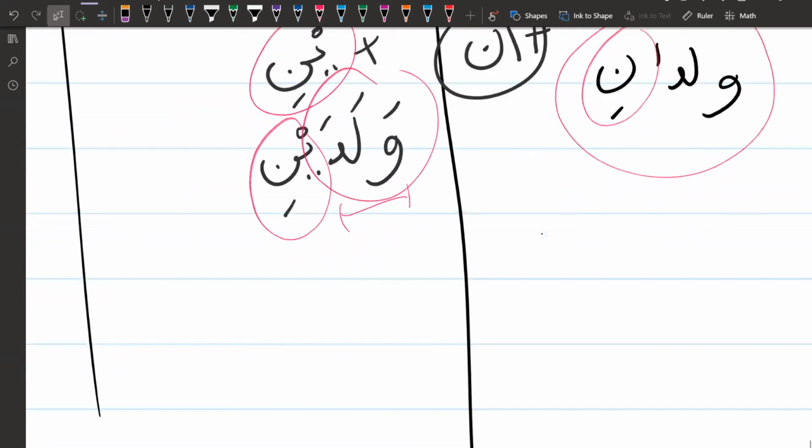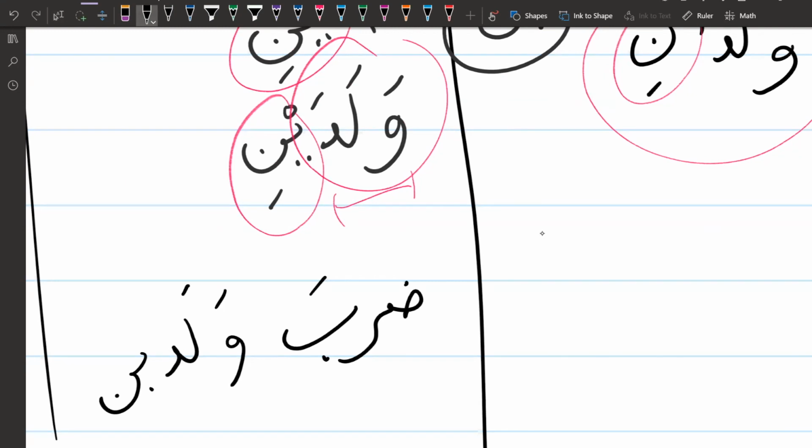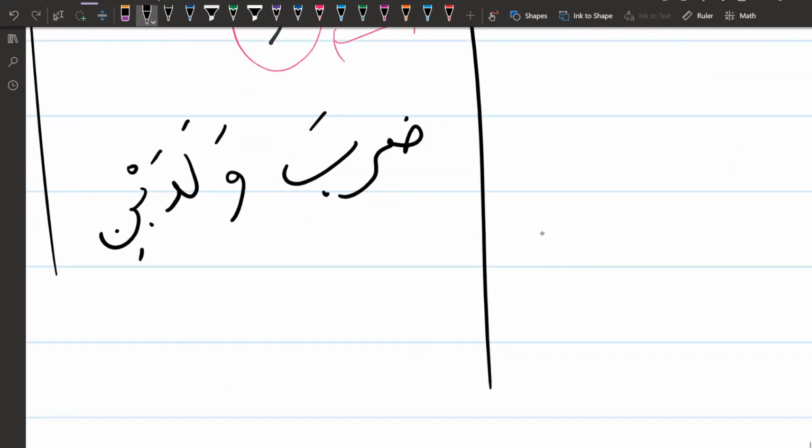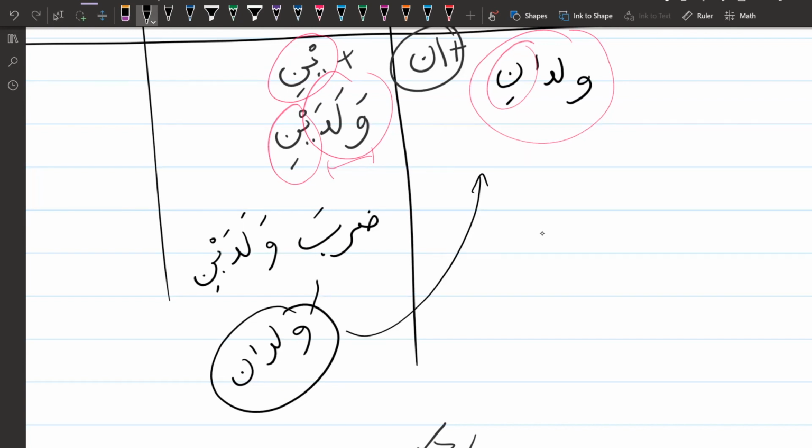Now remember the example that we gave: daraba waladaini. Now it's clear. Can I say daraba waladani? No, we cannot say daraba waladani. That means the man hit two boys, any two boys. Here we cannot use that because this is your subject form. This is not your object form. We have to use the object form, waladaini. You understand? So this is where you need a little bit of understanding.